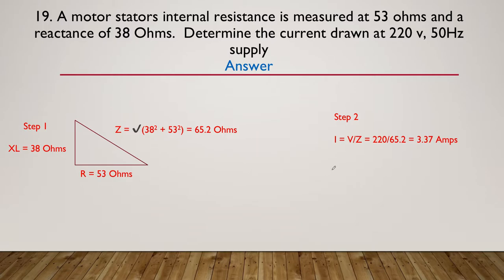So we take that 65.2 ohms, and Ohm's law tells us that V divided by Z equals the current. So 220 divided by 65.2 gives us an answer of 3.37 amps.